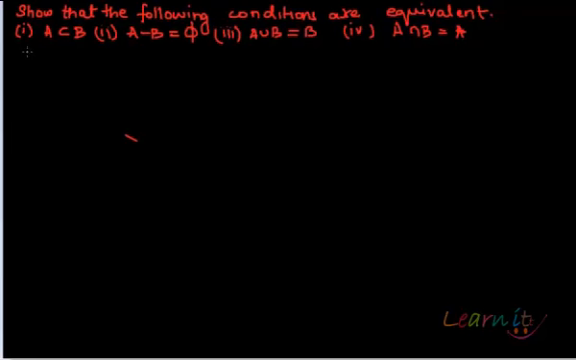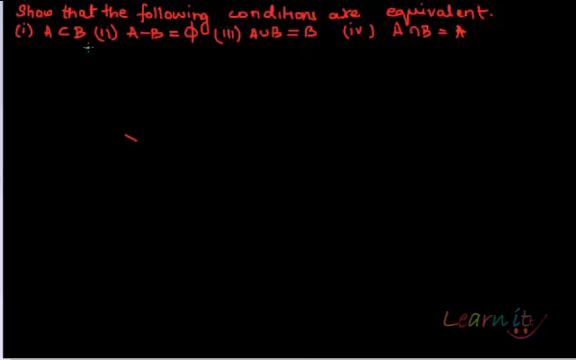In the following question, we need to show that the following conditions are equivalent. The conditions that we are talking about are: number one, A is a subset of B. Number two, A minus B equals phi. Number three, A union B equals B itself. And number four, A intersection B equals A.